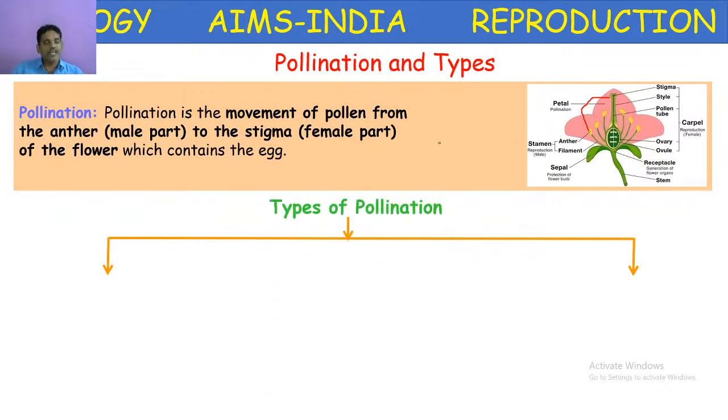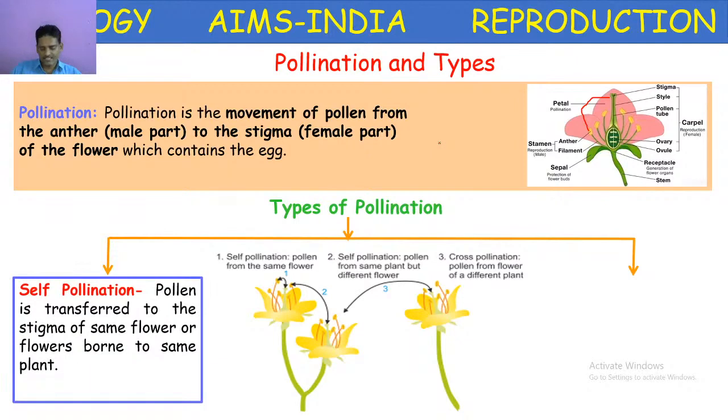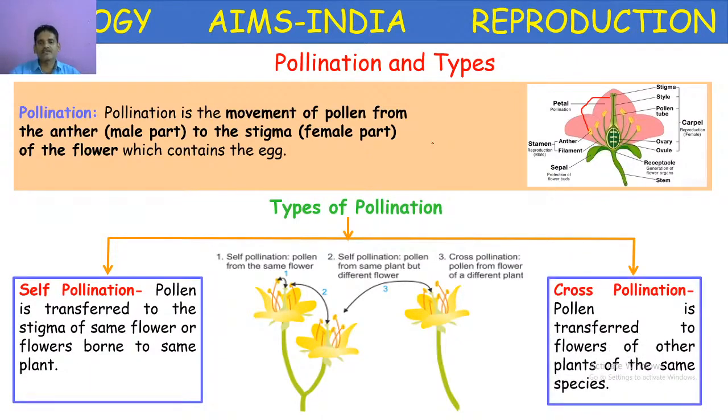The types of pollination are of two main types. One is self-pollination and the second one is cross-pollination. Let us see the difference between self-pollination and cross-pollination. Here, one plant showing two flowers. Number one, self-pollination, and number two also self-pollination.